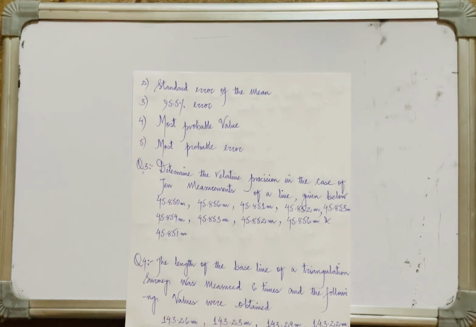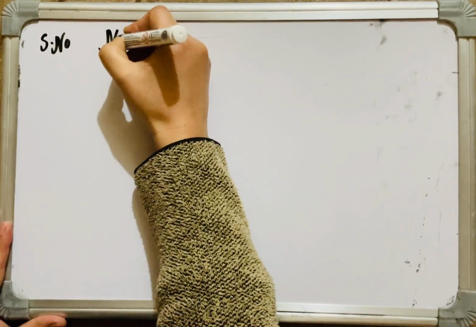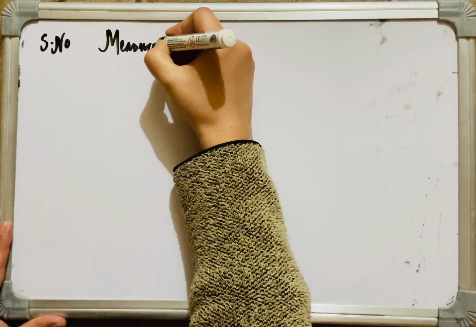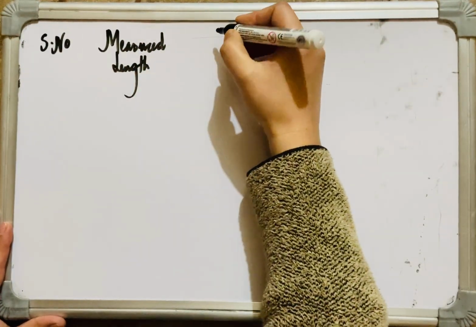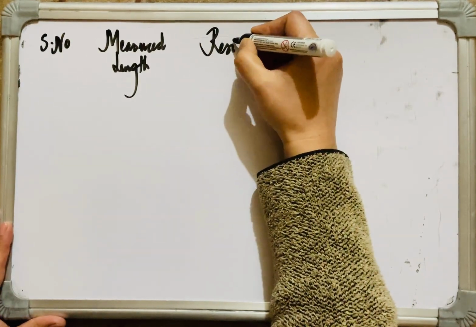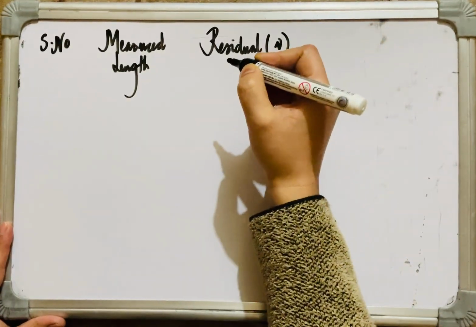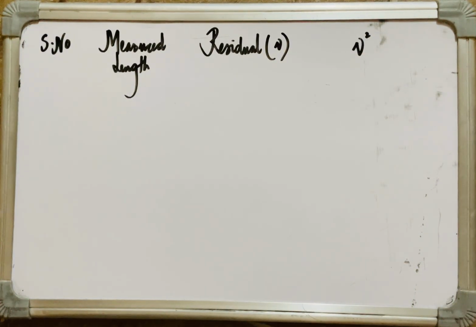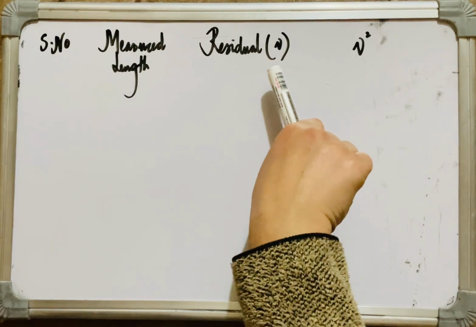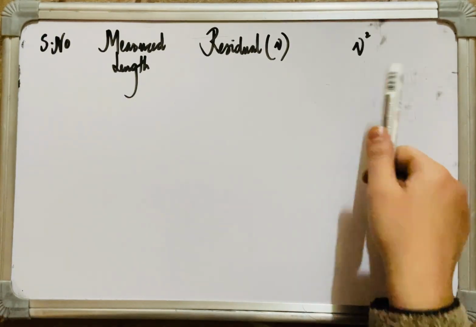Let's make a table. Serial number, measured length, residual, and square of it. This is the residual or the residual error or the variation. So I made the tables: serial number, measured length, residual, and the square of it.